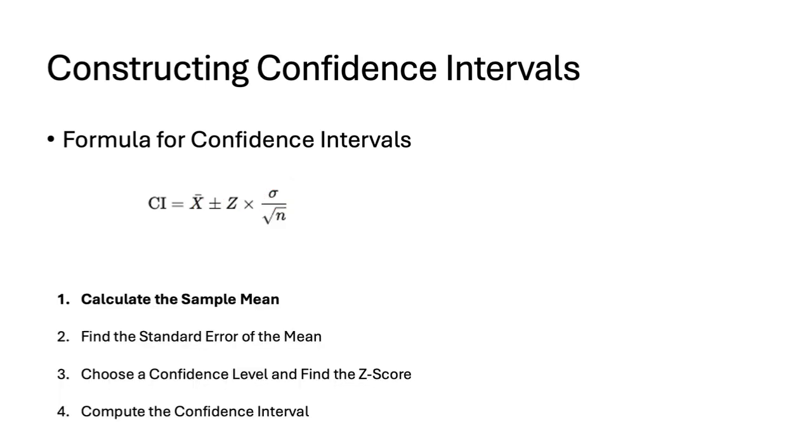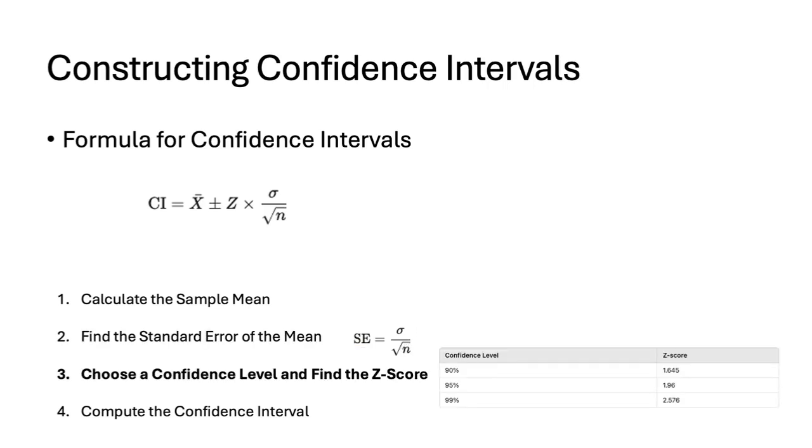So this is how we calculate the sample mean, and then to find the standard error of the mean, the formula is SE equals sigma over the square root of n. This tells you how much your sample mean might vary if you repeated the sample many times. Now to choose a confidence level and find the z-score, you can see here 90% has a z-score of around 1.645, 95% is 1.96, and 99% is 2.576. So this is where you would input it into the formula. Now to compute the confidence interval, you multiply the z-score by the standard error and add or subtract from the sample mean.